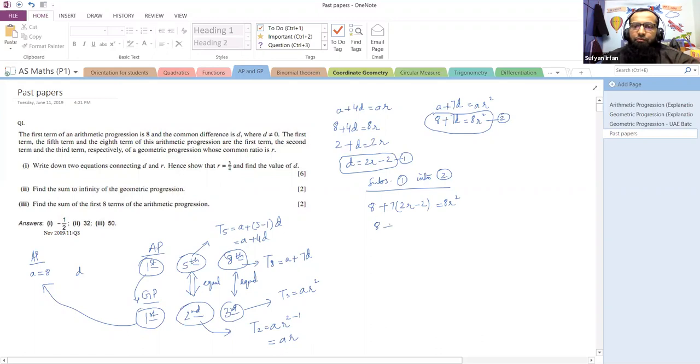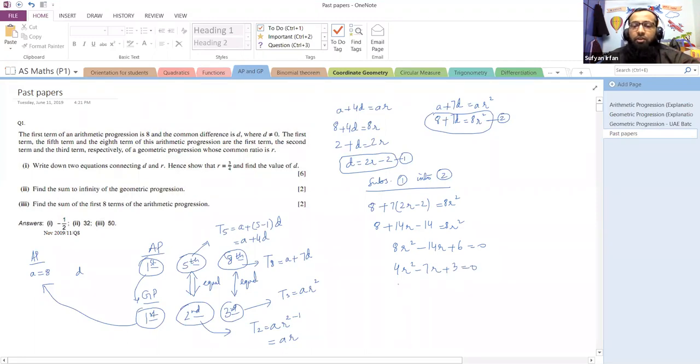So I'm going to simplify. 8 plus 14R minus 14 is equal to 8R squared. If you shift everything to one side, 8R squared, 8 minus 14 is negative 6, which moved to that side becomes positive 6. So 8R squared minus 14R plus 6 is equal to 0. And if you simplify it by dividing by 2, it becomes 4R squared minus 7R plus 3 is equal to 0.